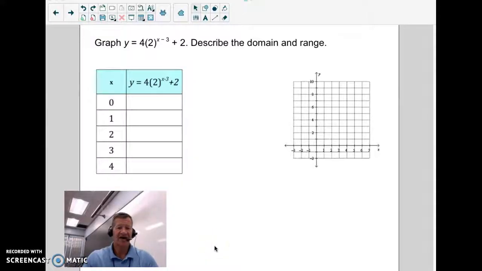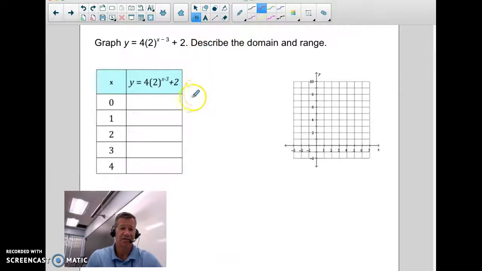6.1 example 5. Now we're going to change a couple things. Instead of just having a times b to the x, we're now going to see what happens if something's added or subtracted to x up in the exponent here, and what happens if something's added at the end. What it's basically going to do is shift the graph, and then we're going to find the domain and range. So let's begin. Kind of works the same way. You have to evaluate, so put 0 in place of x.